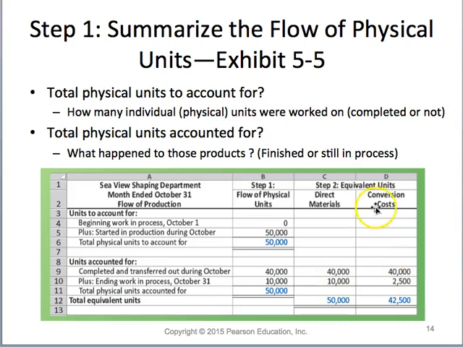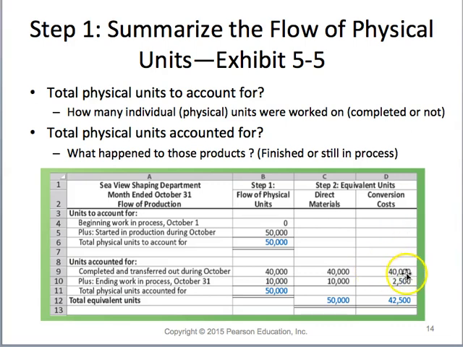And here is conversion cost. Conversion costs, as we said, are the direct labor and the manufacturing overhead. So how do we account for these numbers in terms of units? We're going to convert the cost of the direct labor and the manufacturing overhead into certain units. These units are called equivalent units.